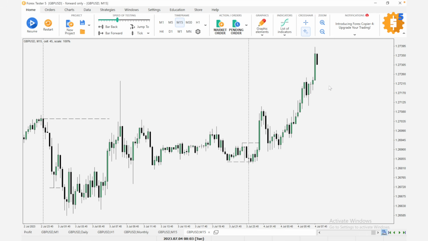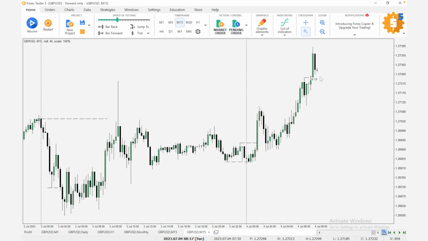As you can see, we have another market structure shift. This is our breakout structure. And let's see if we have a fair value gap form. We do have a tiny fair value gap form right over here. And as you can see, there isn't any liquidity raid, but at the same time, we do see an uptrend.